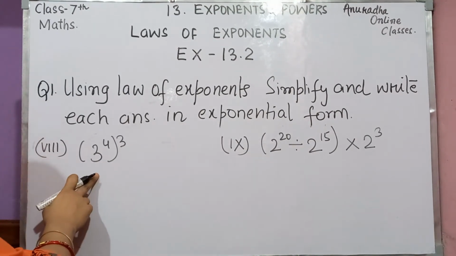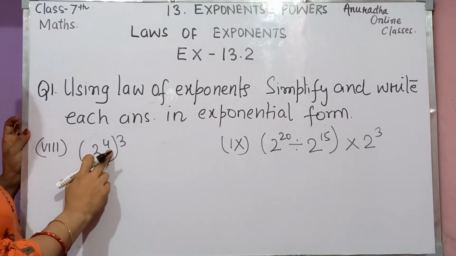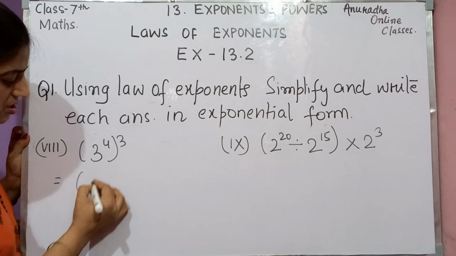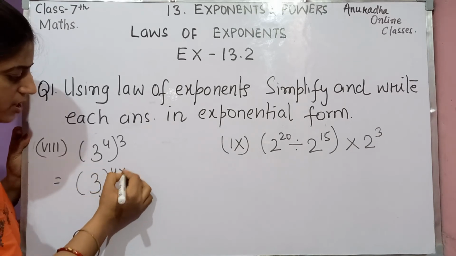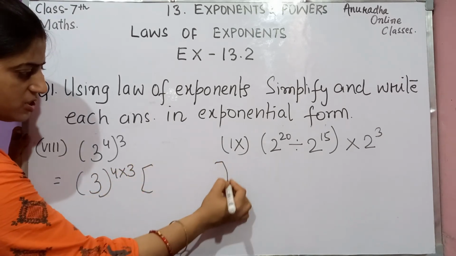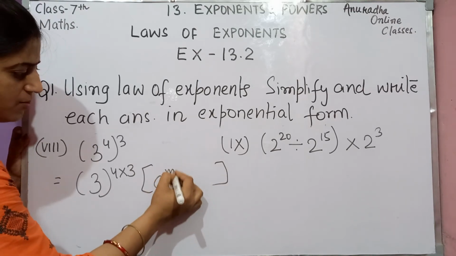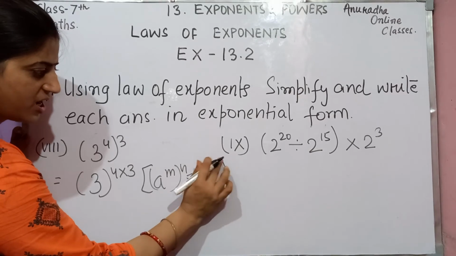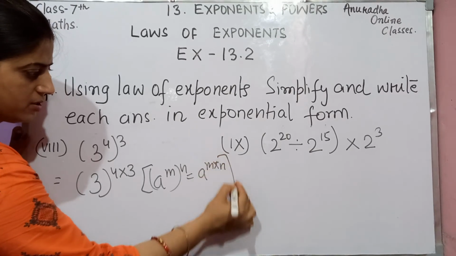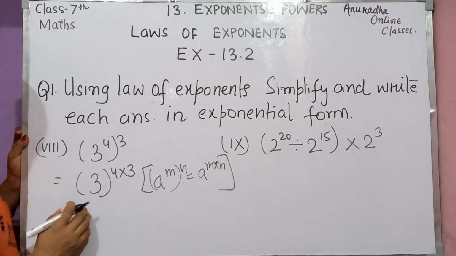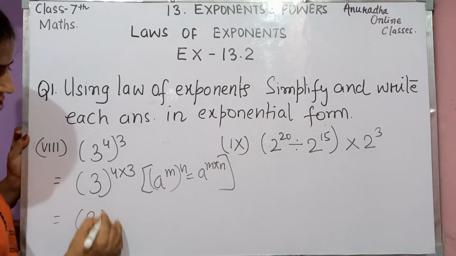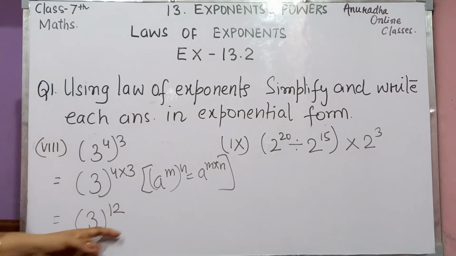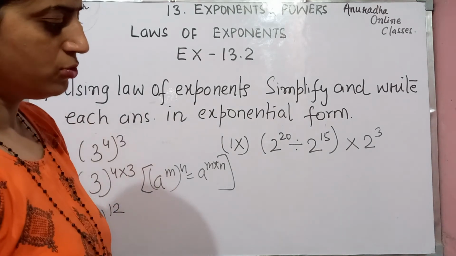See children, here is your 8th part, that is 3 raised to the power 4 whole bracket 3. Okay. So how you will do this? 3 raised to the power 4 into 3. Here which identity, which law we have used, that is a raised to the power m whole raised to n, that is equal to a raised to the power m into n. Powers are getting multiplied. Okay. So just keep in mind this law. This is equal to 3 raised to the power 3 4s is 12. So what is our answer? 3 raised to the power 12. Let's come to the next.